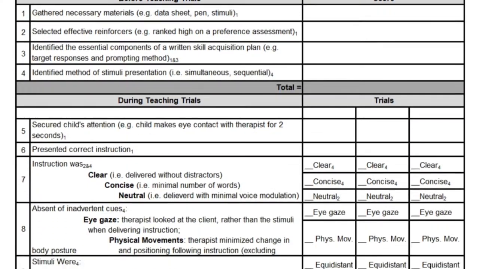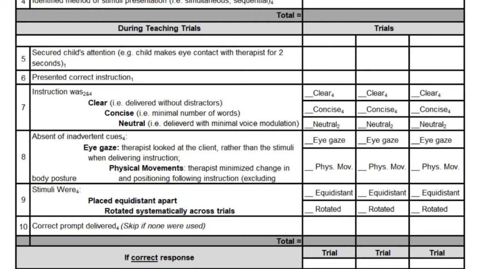In this case, she has, and the method of stimulus presentation is a simultaneous method. Now moving on to what should happen during teaching trials, steps 5 through 8 move pretty quickly and happen almost at the same time, so make sure you're listening and watching closely. Step 5 states that the RBT must secure the child's eye contact for about 2 seconds. It looks like this.